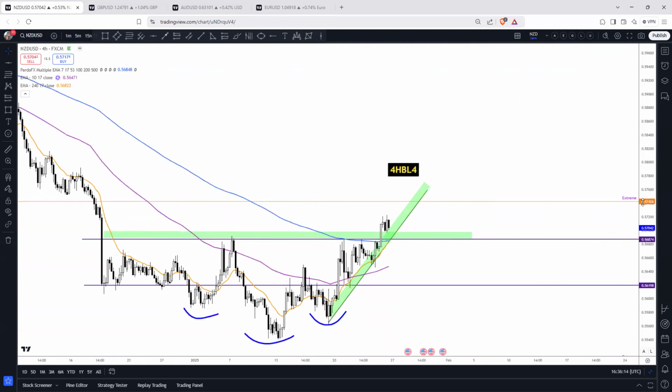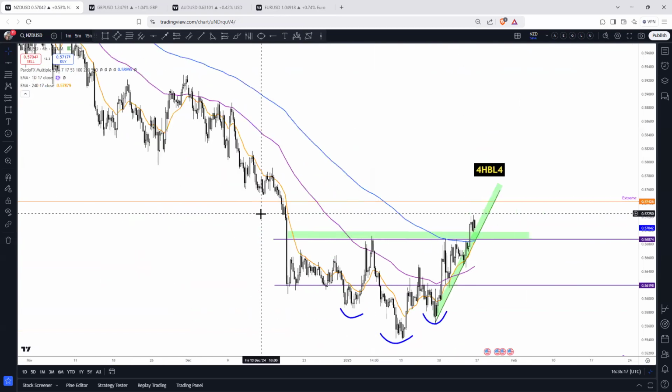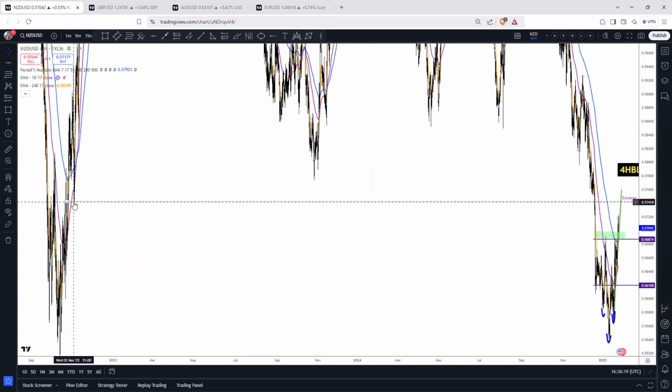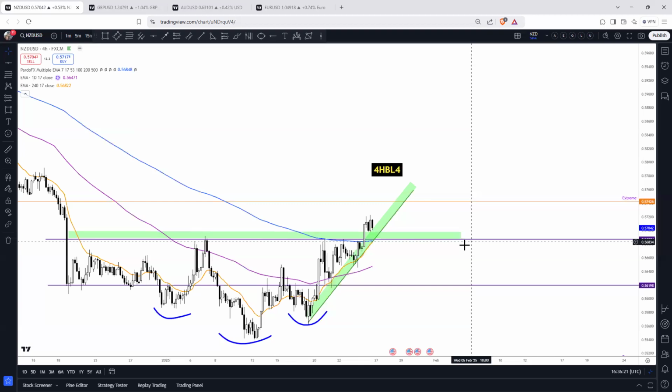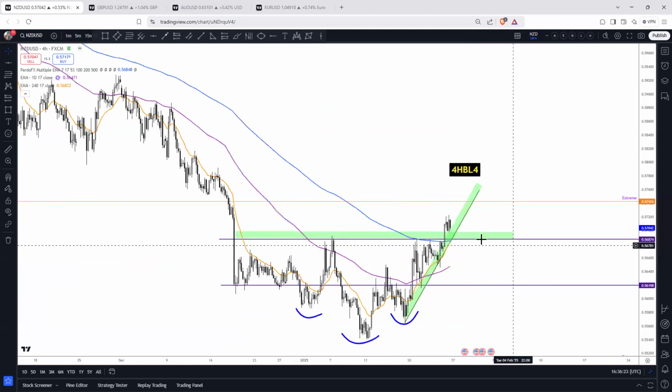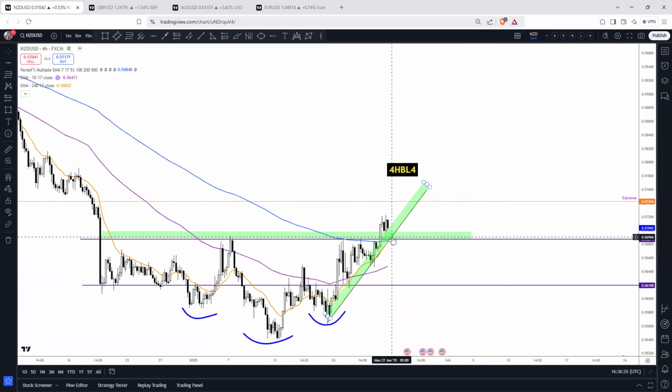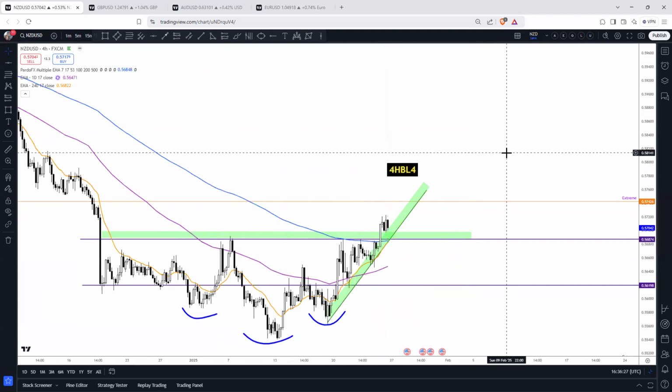Just beware of this 0.574 area because that is an area of extreme demand in the past. Therefore, it can be extreme supply. So make sure you break even by that point if you manage to get a test down at the 200 and EMA 17 4 hour cross.